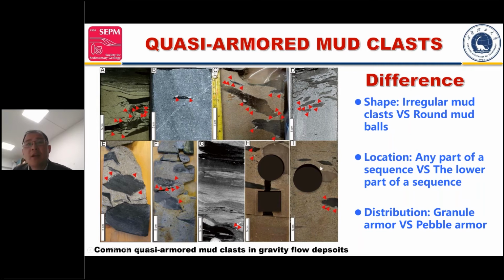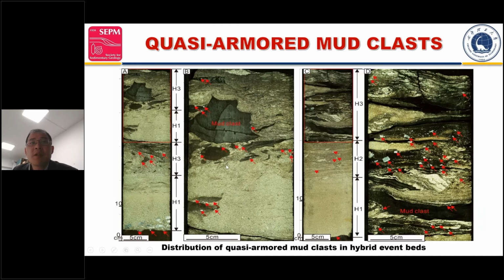Meanwhile, the gradual distribution of those coarse-armored mud clasts in the hybrid event beds, from the lower part of the H1 division to the upper part of the H3 division, gave us some further information for the formation and transport of those clasts. You can see in the lower part of the H1 division some outside granules are injected into the substrate mud, which is very likely the birth of those quasi-armored mud clasts. And here you can see those quasi-armored mud clasts are located in the middle part of the H1 division.